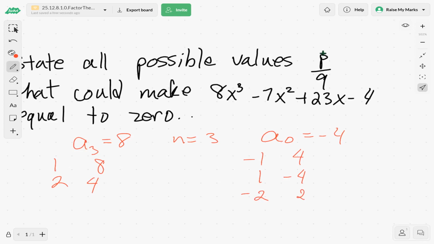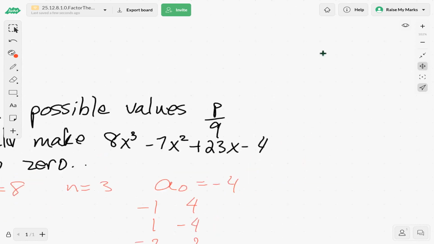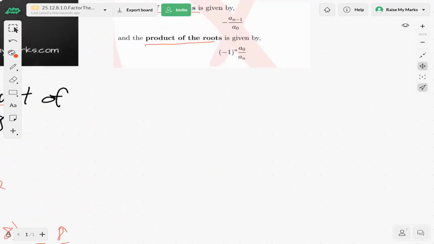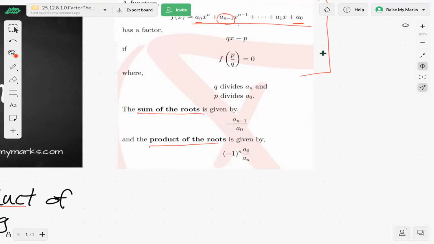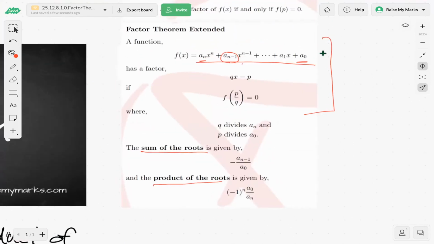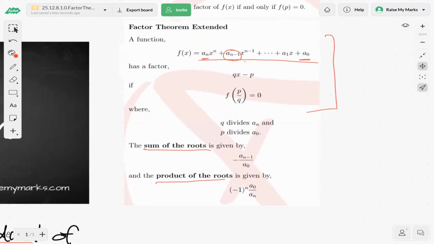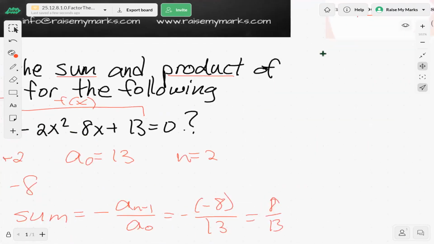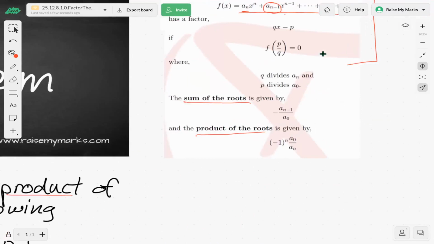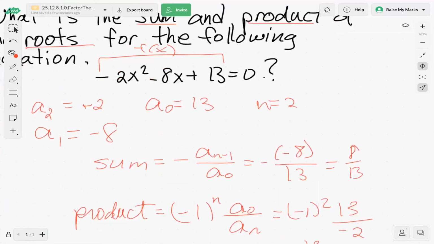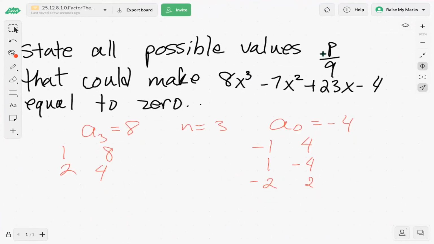Good. All right, so now if we go back to the statement of the factor theorem, our factor for a polynomial has this form, qx minus p, where p divides a sub 0, our constant term, and q divides our leading coefficient. So we need to look at various ratios, p over q.